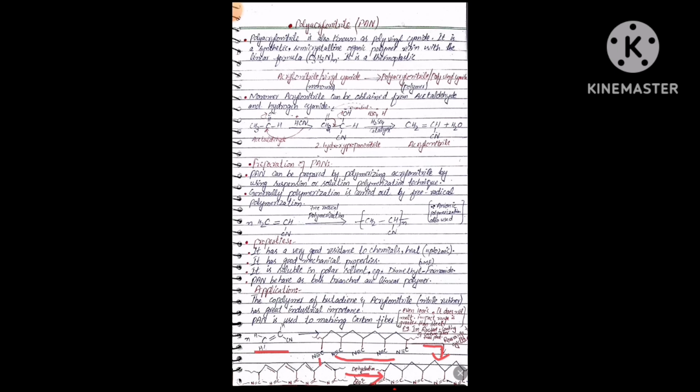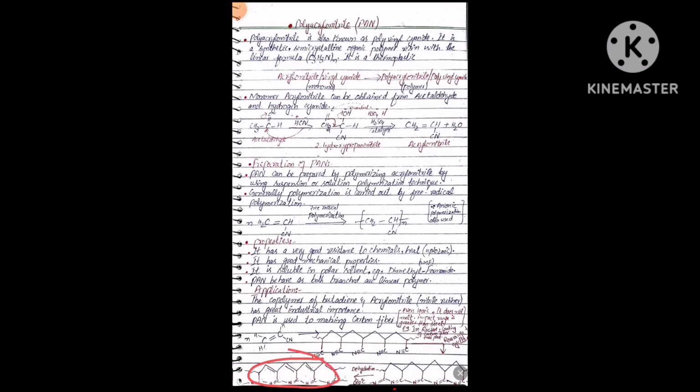When hydrogen is released from this carbon and this carbon, a double bond appears here, here, here and here. And now it is a conjugated structure where double, single, double, single. Such types of compounds appear. Students, this is a carbon fiber. It's a carbon fiber.